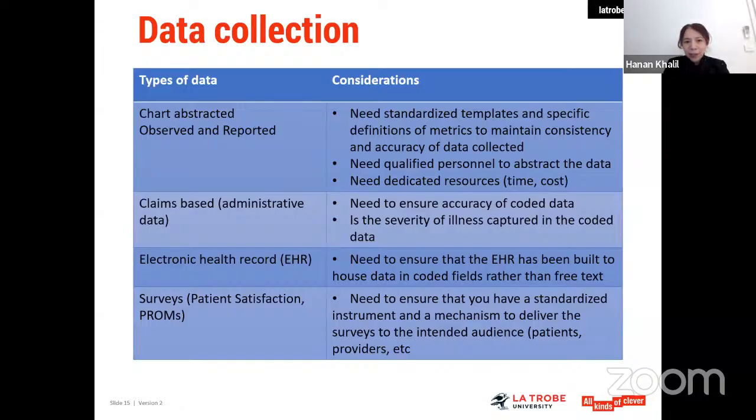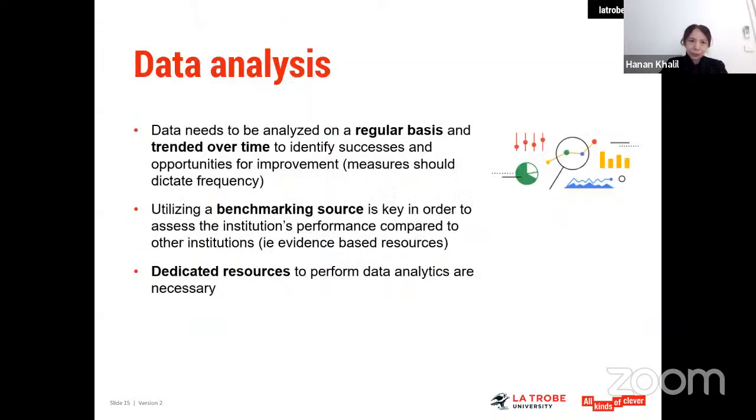Other data can be retrieved from electronic health records, so that is something to think about. Also, we use a lot of PREMs and PROMs, so patient reported outcomes and patient satisfaction. Surveys are done all the time in hospitals, so some of these can be relevant for you to capture some of the data that you would like to capture as well.